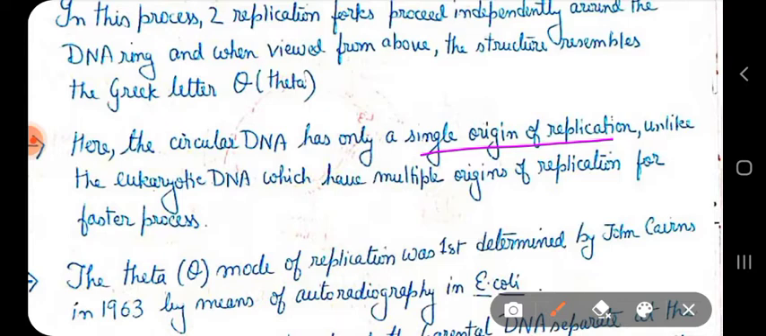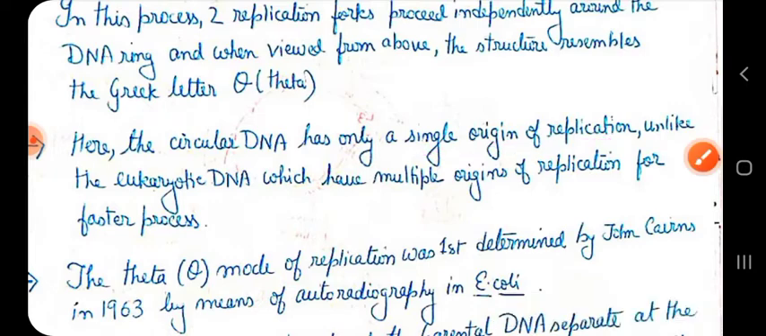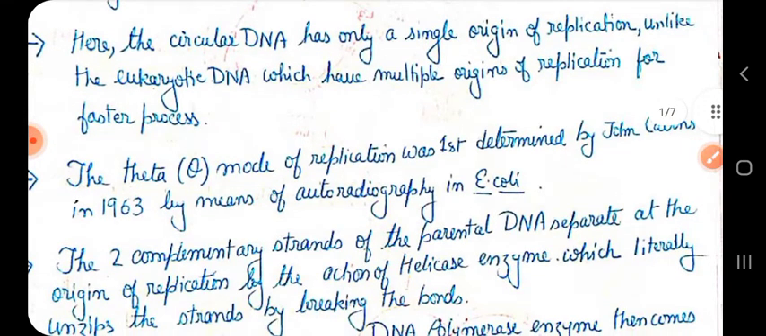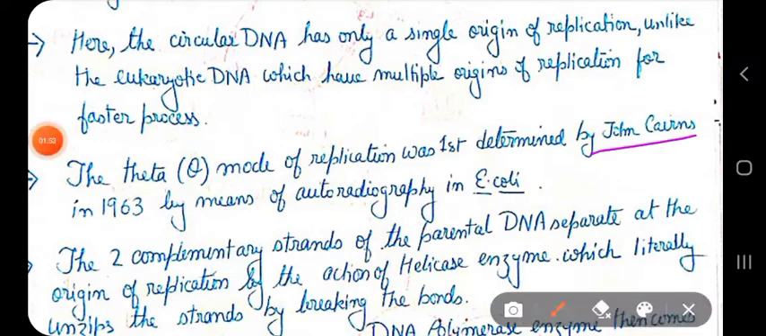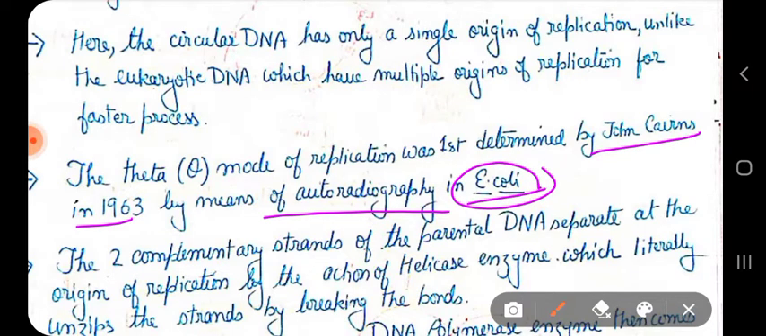The theta mode of replication was first determined by the scientist John Cairns in 1963 with the help of autoradiography visualization in E. coli. Autoradiography is a technique where we use an X-ray film or photographic plate, and we look at the bands and spots observed on that photographic plate.